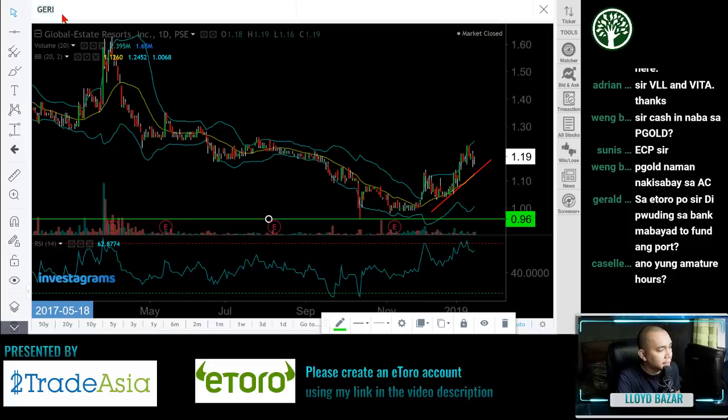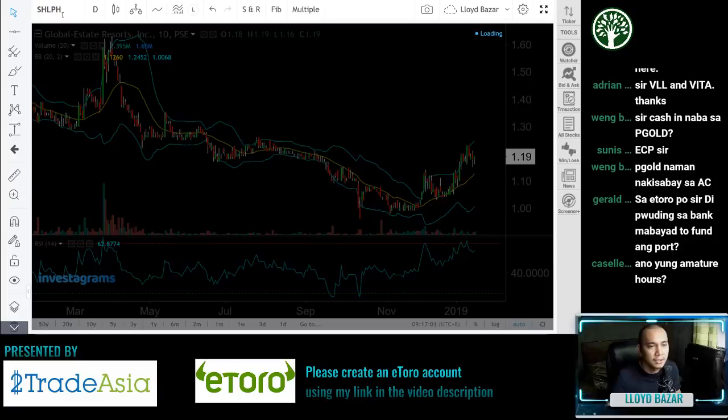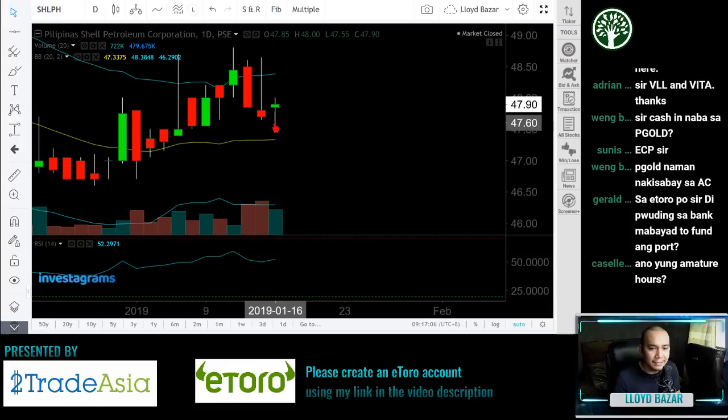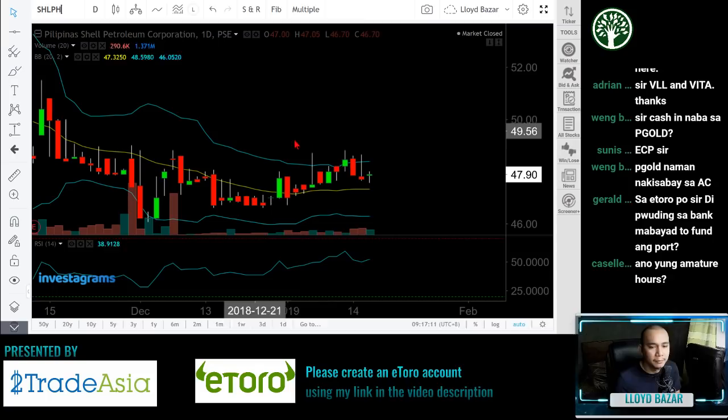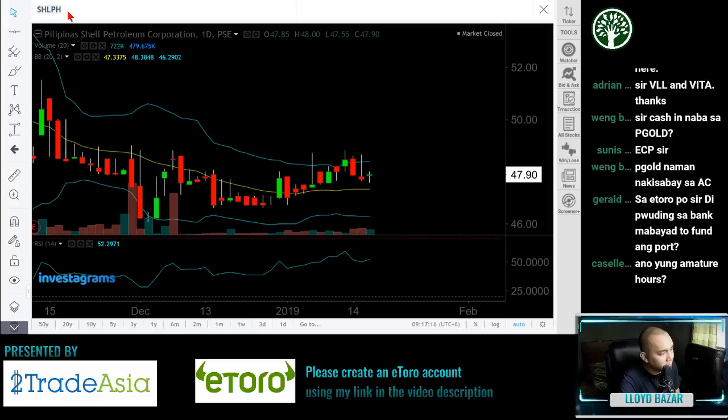Next up kay Jerry is Shell PH, SHLPH. And si Shell PH naman, after the Bollinger Band trigger, this is the pullback that we're waiting for and nagbabounce na siya malapit sa MA20. That's already confirmation. Pwede nyo na pong pasukin yan. Nag-Bollinger Band trigger na po yan. Alam nyo na po saan papunta yan. It's already playing on the upside. So, pasukin nyo na po yan habang maaga pa.